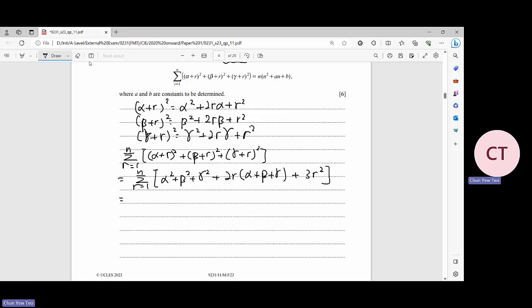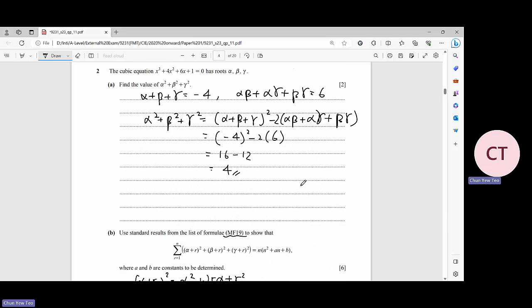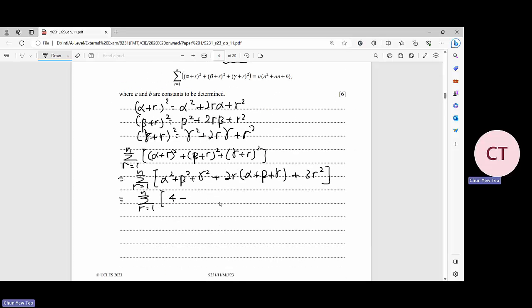So we already have the answers for alpha square plus beta square plus gamma square, and also alpha plus beta plus gamma, in part A. I just need to use the results. Then I have this as 4, and alpha plus beta plus gamma is negative 4. So this one is 4 minus 8r plus 3r square. So I just need to use a formula from the formula booklet MF19.